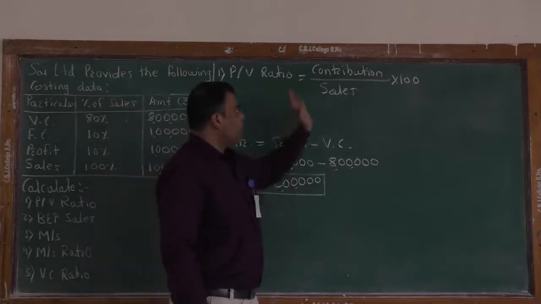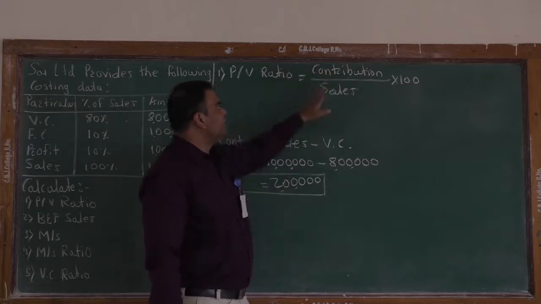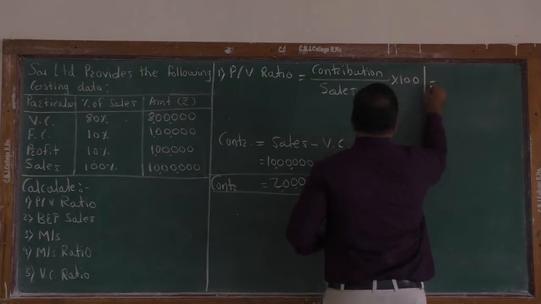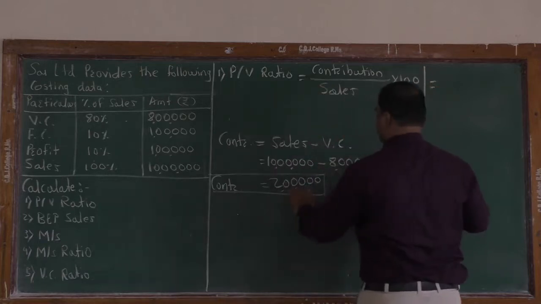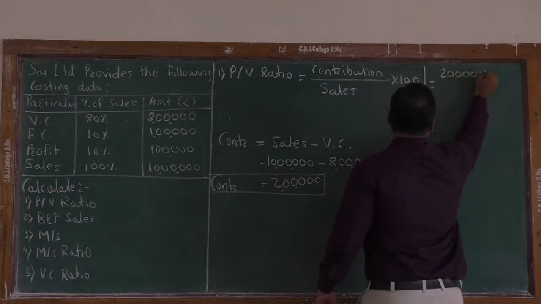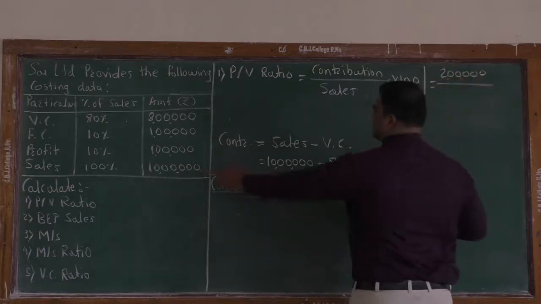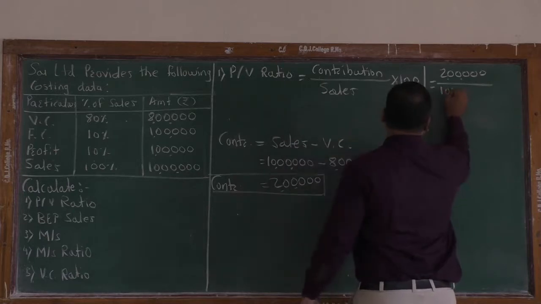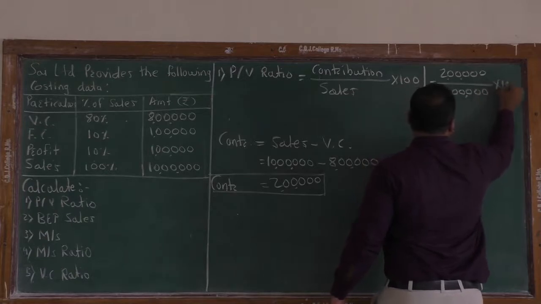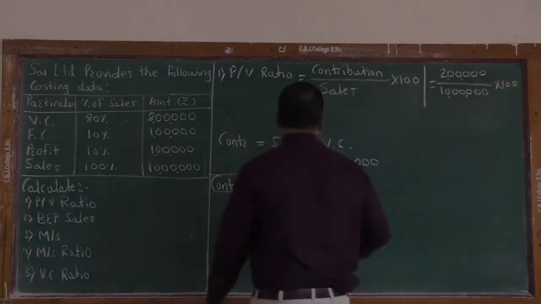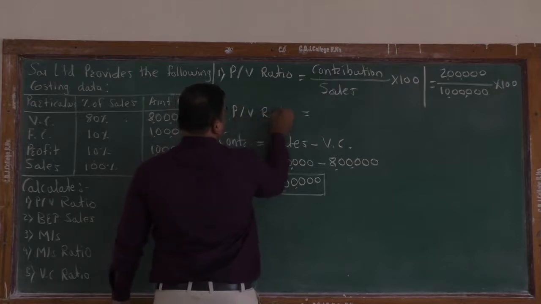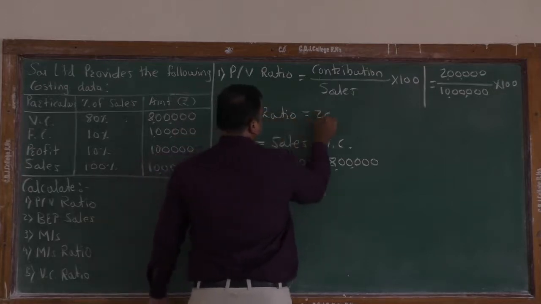Now the same amount of contribution we can use to calculate the PV ratio. So PV ratio is equal to contribution upon sales. Contribution 2 lakh upon sales, which is 10 lakh. 2 lakh upon 10 lakh into 100, that is 20%. So PV ratio will be 20%.